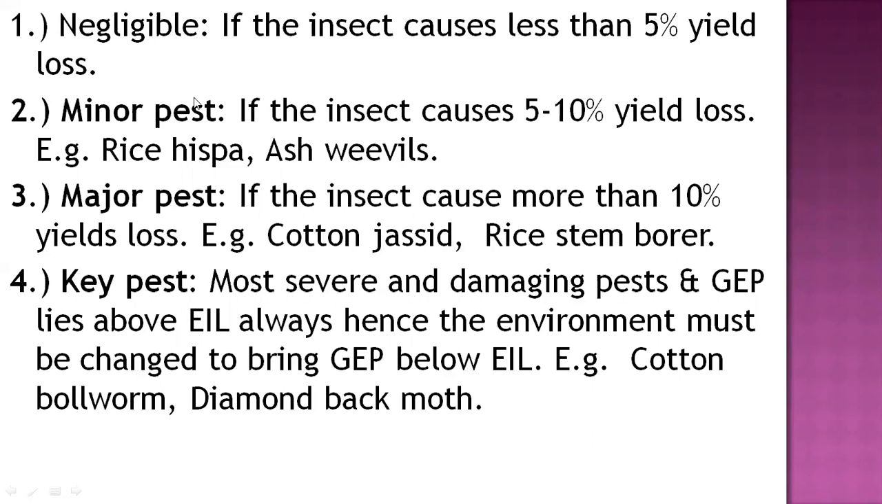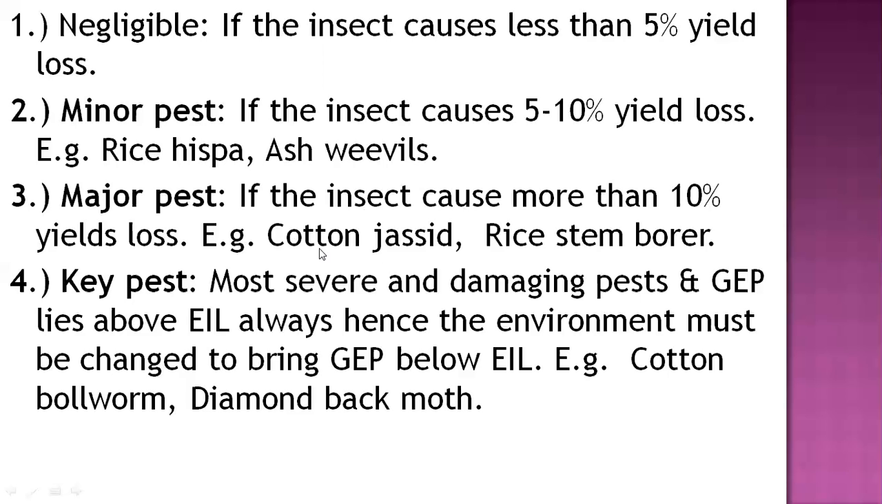The second category is minor pest. If the insect causes at least 5 to 10% loss, that is called a minor pest. Examples are rice hispa and rice ash weevil. These are two examples of the minor pest category. Major pest means what? If the insect causes more than 10% loss, at that time we can say it is a major pest. Examples are cotton jassid and rice stem borer. These are two examples of major pests.